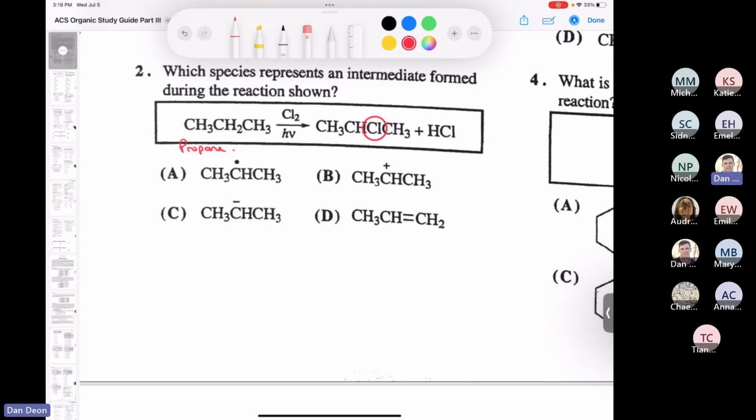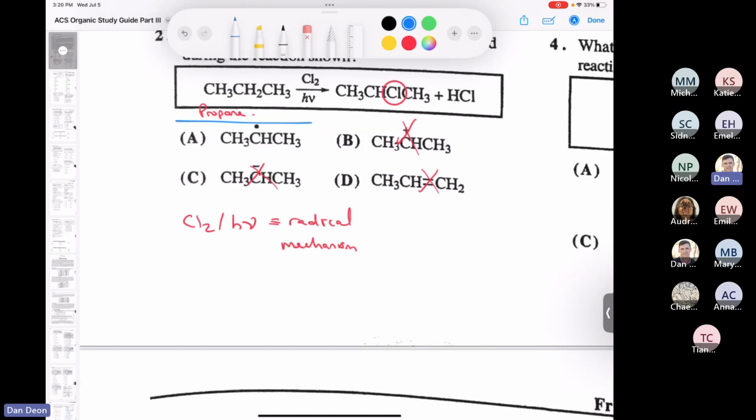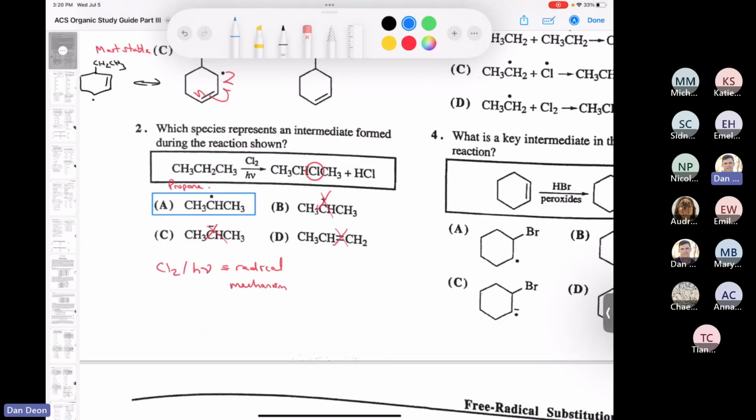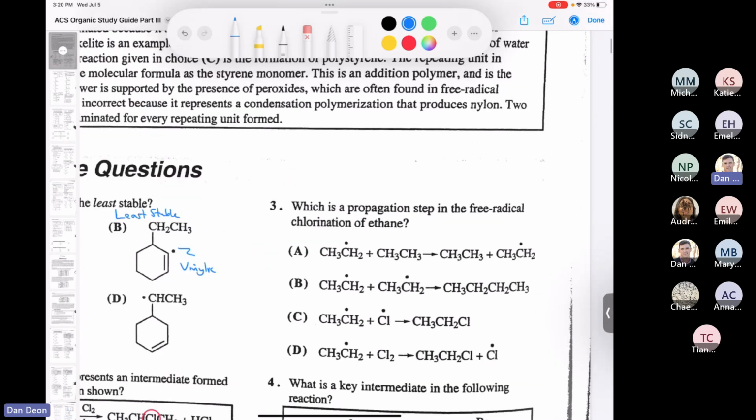It's going to be A, isn't it, right? It's going to be A, because if we're using chlorine and light, this means this is a radical mechanism, right? So it can't be a carbocation, it can't be a carbanion, and the alkene has nothing to do with it. And so the answer would be the radical, right? You do the hydrogen abstraction, you form the radical, then you do a halogen abstraction, and you get your 2-chloropropane. All right, let's move on from there.